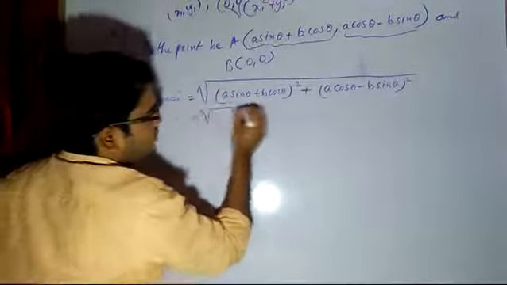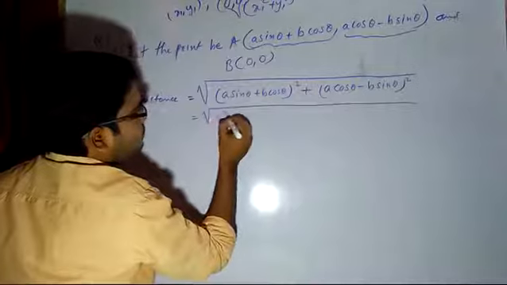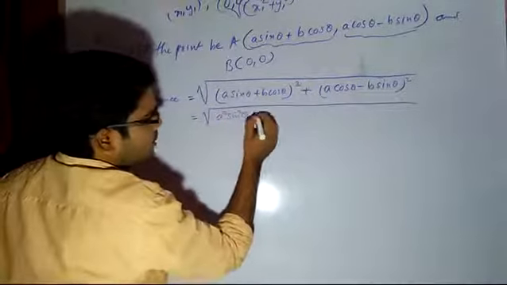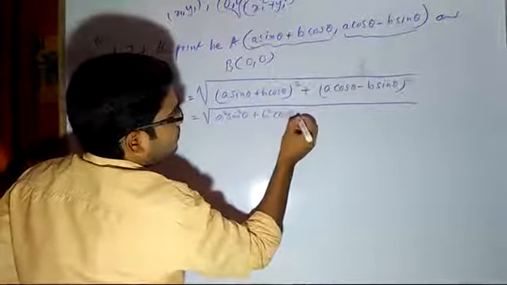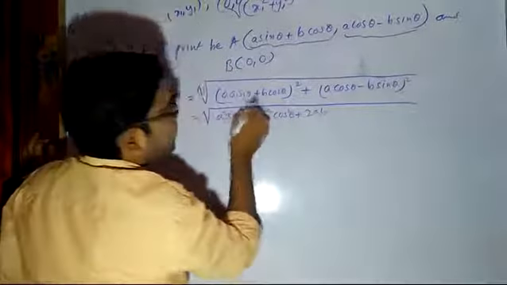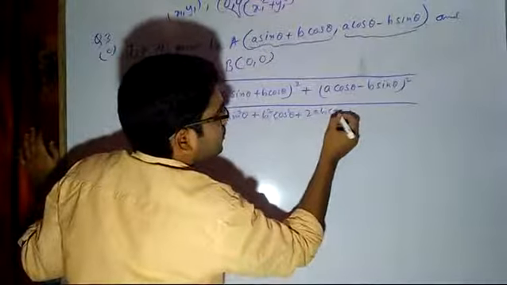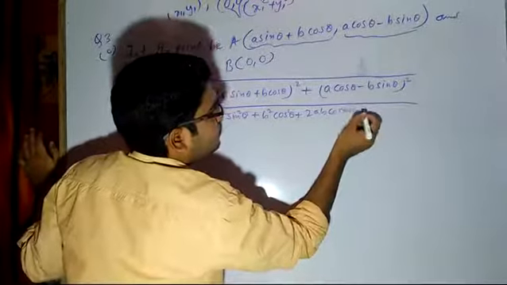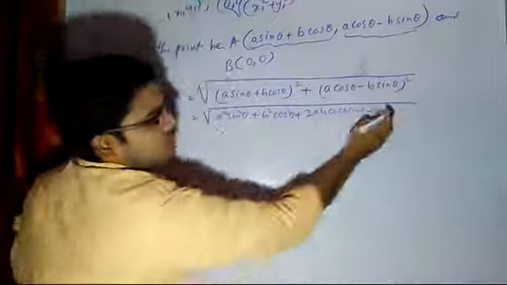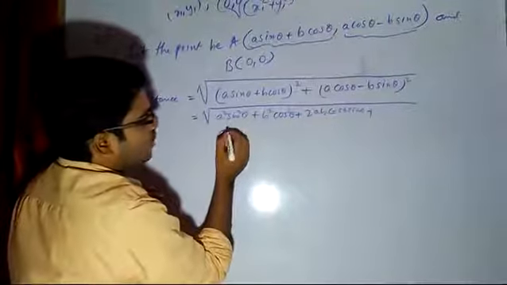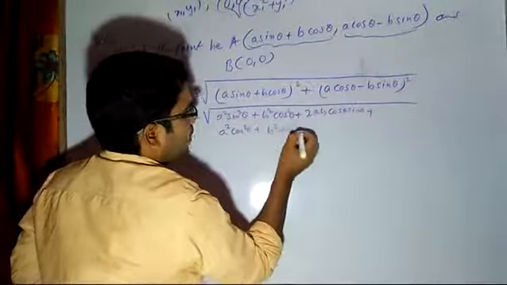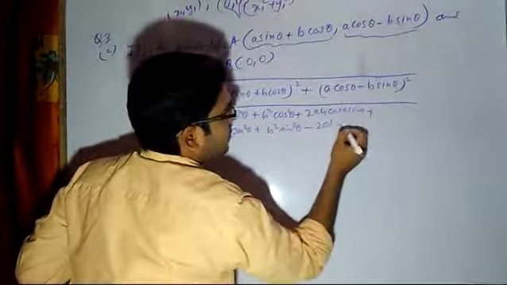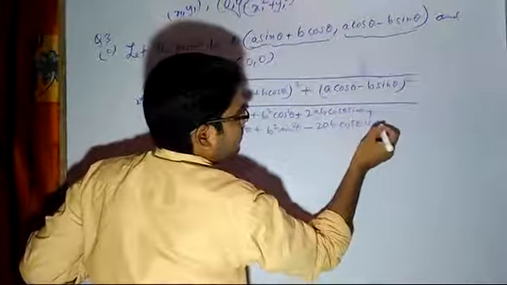So here you can write a square sine square theta plus b square cos square theta plus 2ab cos theta sin theta. Then again we can write, I am supposed to write here, but I am writing here. So a square cos square theta plus b square sin square theta minus 2ab cos theta sin theta.